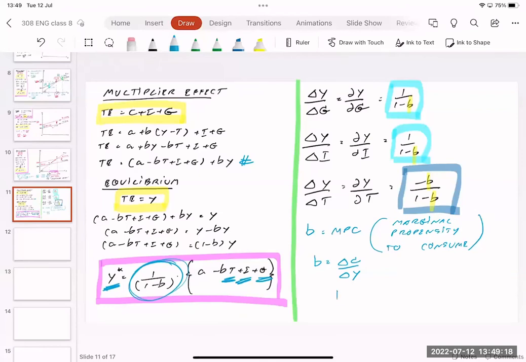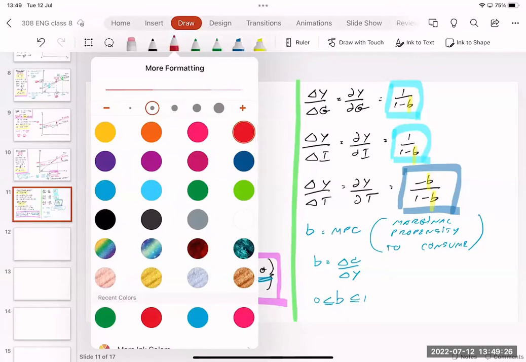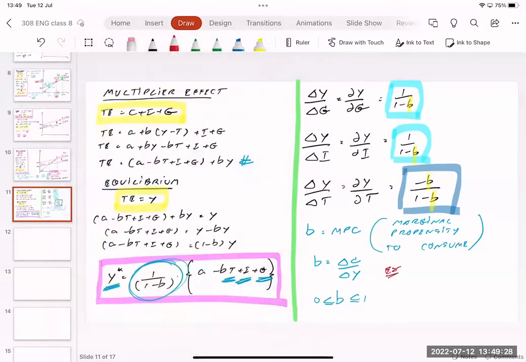B is a percentage, always a number between 0 and 1. For example, if B equals 0.8, or MPC equals 0.8, it means that when your income increases by 100, you are going to consume 80 more. Very simple. Or when your income increases 100%, your consumption is going to increase by 80%.